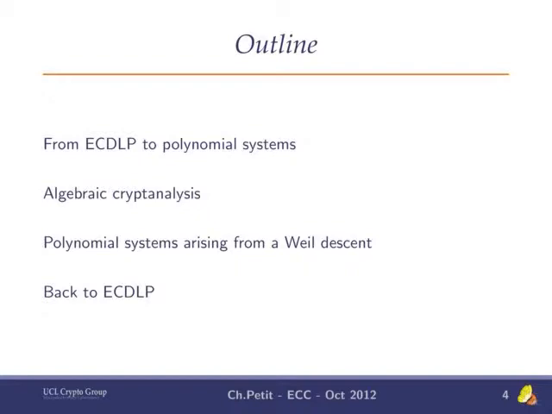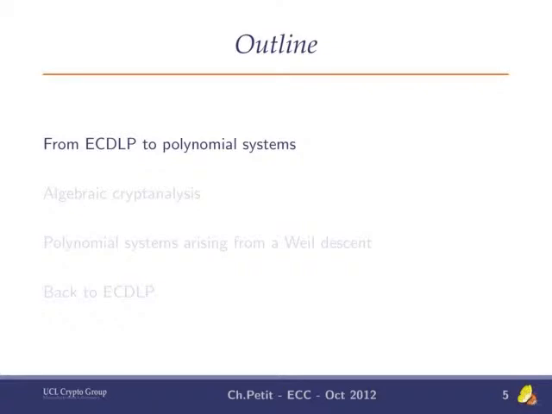Here's the outline of my talk. The first part will be to reduce the ECDLP problem to some particular polynomial systems. Then I will give some general background on how to solve polynomial systems, especially with a focus on cryptography problems. The third part will be dedicated to a special kind of polynomial systems that I call arising from Weil descent. It will be clear why later. After getting complexity estimations for this problem, I will go back to ECDLP and get the main result.